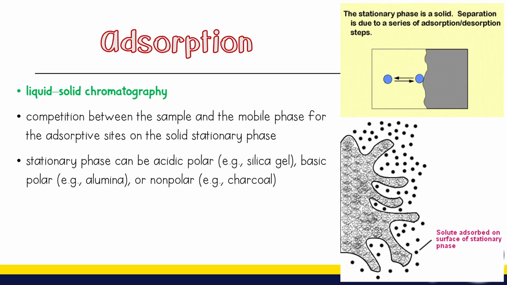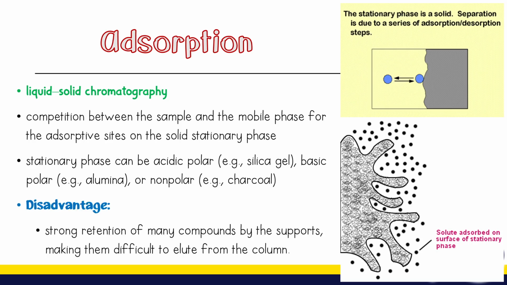And the stationary phase can be acidic polar, like for example your silica gel, basic polar, like your alumina, or non-polar, like your charcoal. Again, that would depend on the analyte of interest, where it is better retained or where it better adheres. Now, the disadvantage of adsorption is the strong retention of many compounds by the supports, making them difficult to elute from your column.